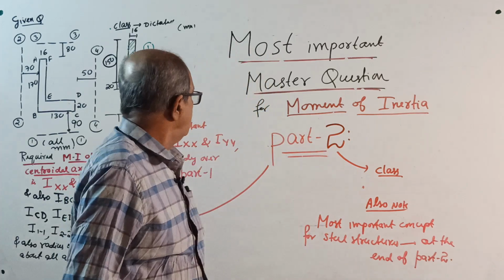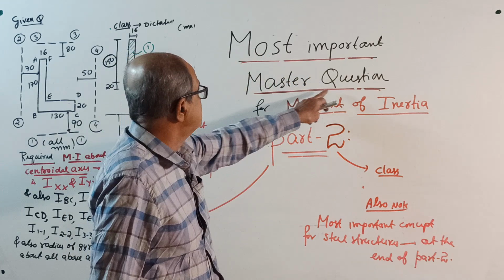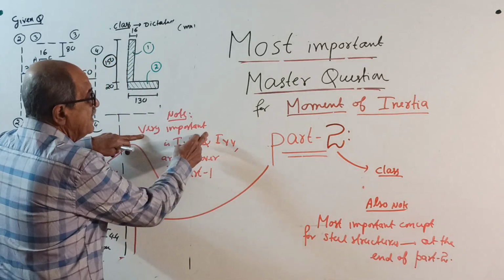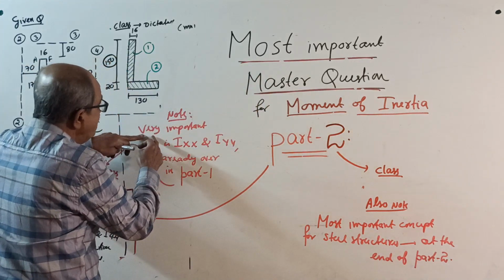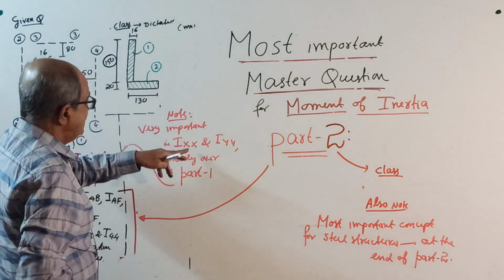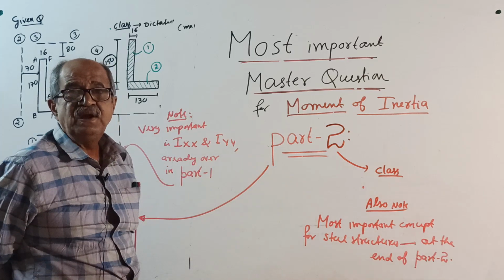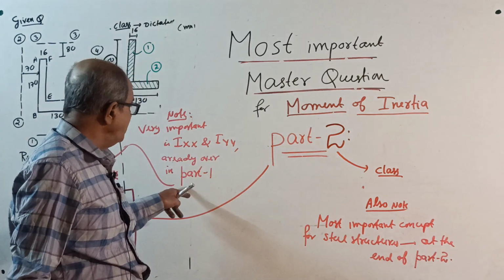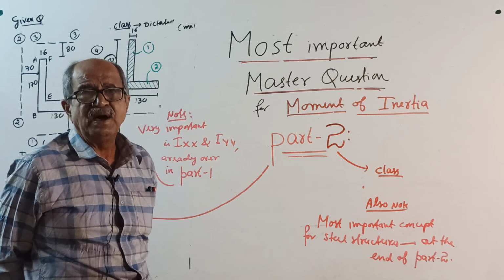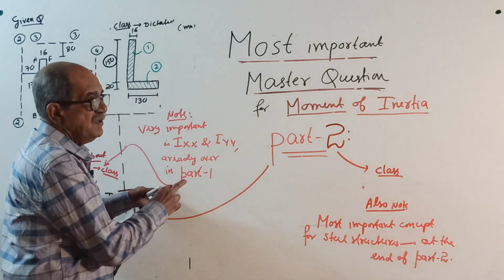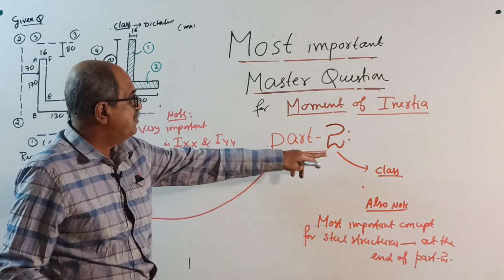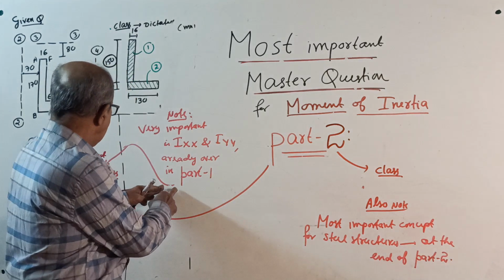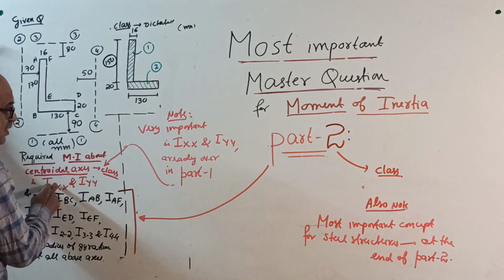Welcome to part 2 of this most important master question for moment of inertia. Remember, the most important part is I about xx and yy, that is the centroidal axes, one horizontal, xx, the other vertical, already covered in part 1. That is the real master part. When you come to part 2, it is understood that you have already thoroughly studied part 1. Now, part 1 is over, Ixx and Iyy are done.